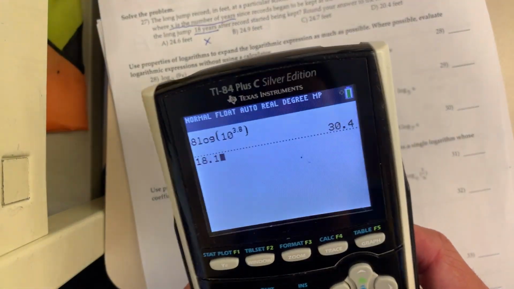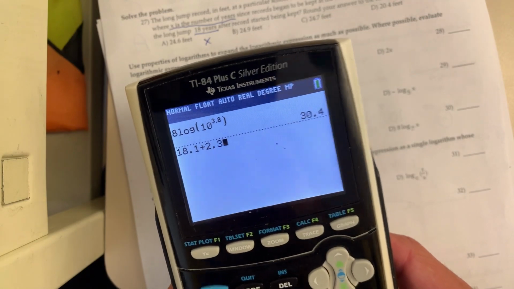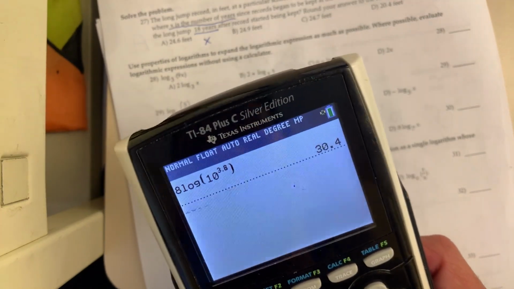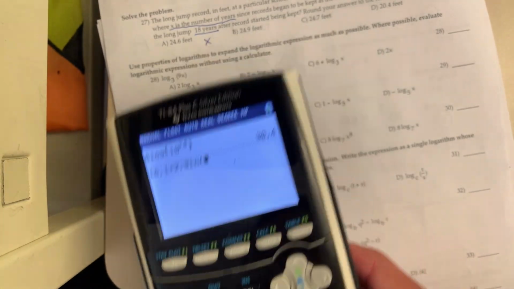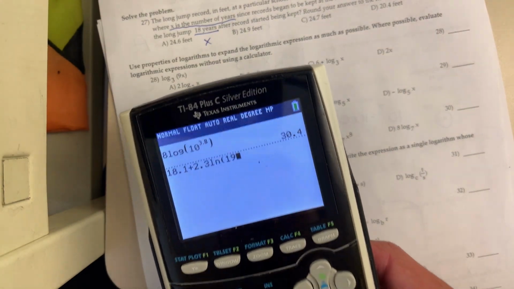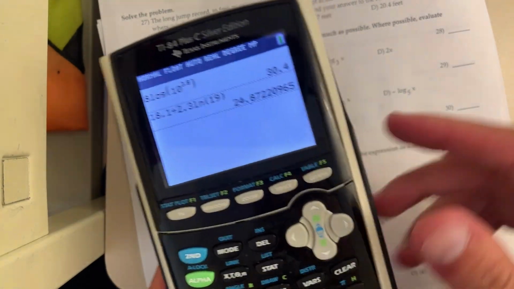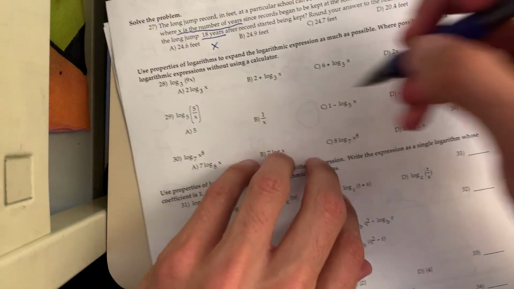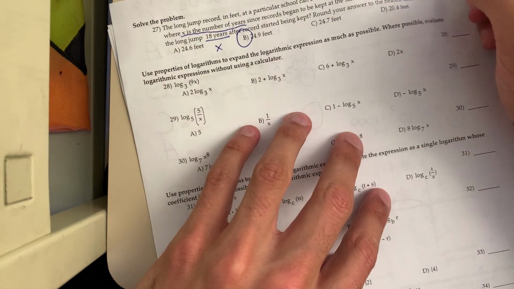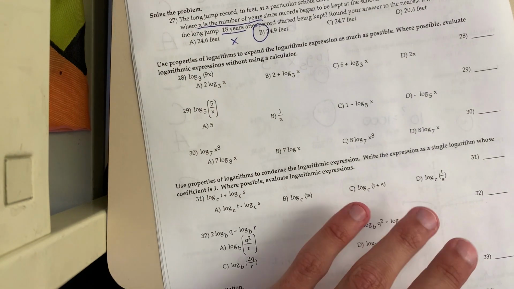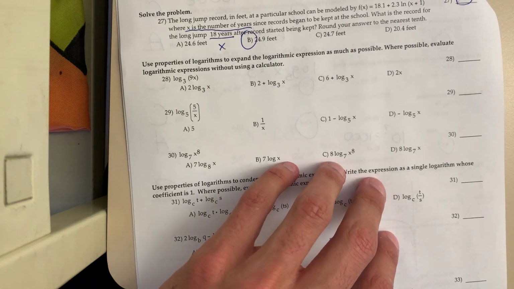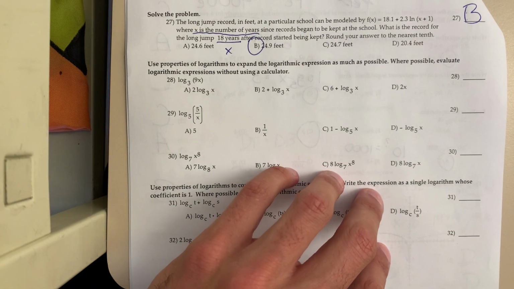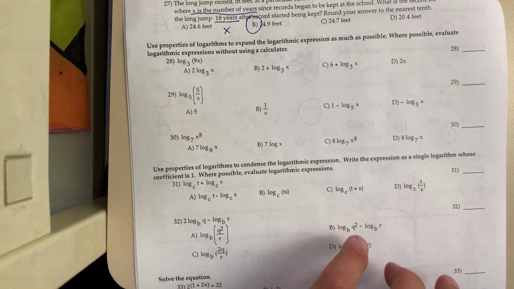So 18.1 plus 2.3 times the natural log of 18 plus 1, which is 19. So I can just do that math myself. About 24.87, or rounded, 24.9 feet. I don't know how that compares to the Mount Lebanon school record, but it's an impressive jump for sure.